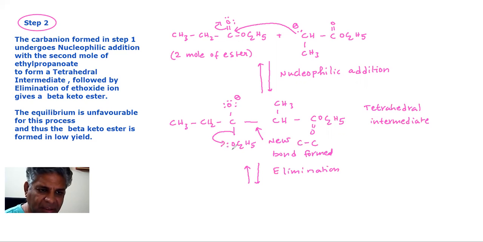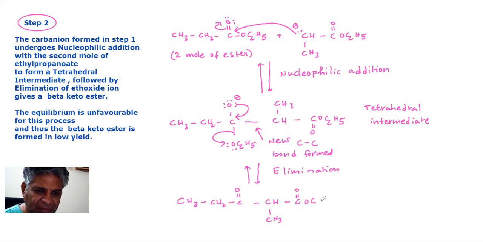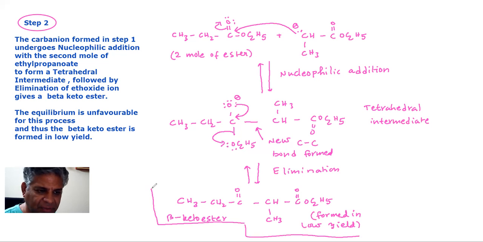See here, this is the leaving group. Once it leaves, the carbon becomes deficient. Now oxygen donates a lone pair of electrons to this deficient carbon. So you will get CH3CH2C double bond O, and then CH, CH3, C double bond O, OC2H5. You have got the beta ketoester, but this beta ketoester is formed in low yield because the equilibrium is not favorable. So this is the product in step 2 of this mechanism.